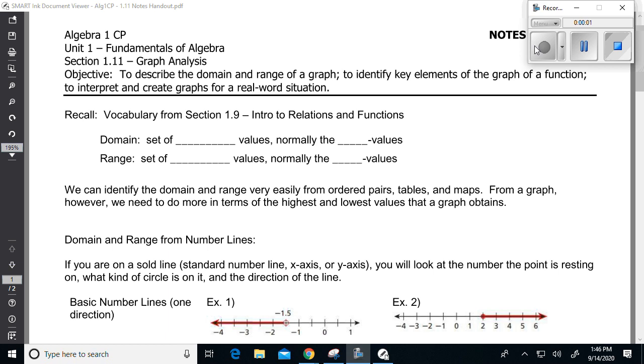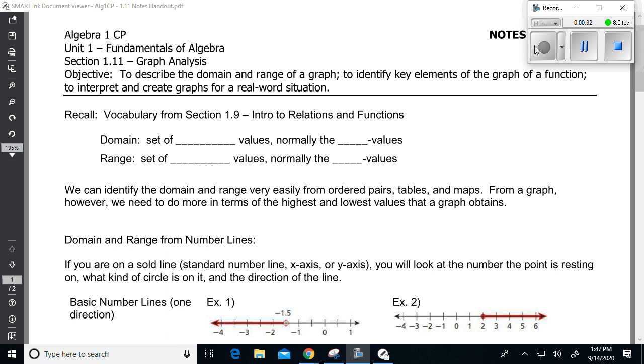Let's dive into section 1.11. This is the last section of unit number 1. So we've done a lot of fundamentals in unit number 1. The last of which is looking at how to describe the domain and range of a graph, find key elements of a graph, and create graphs to fit a real-world situation. Those are the 3 things that we'll be tackling throughout this week.